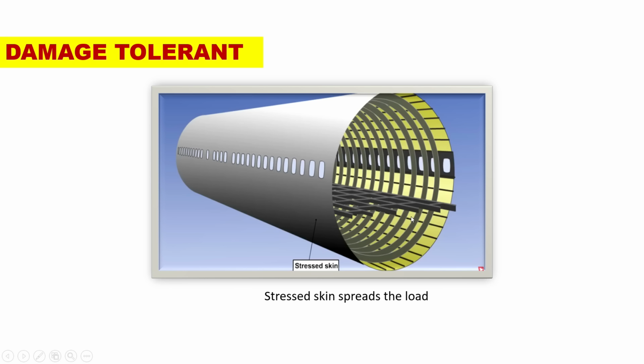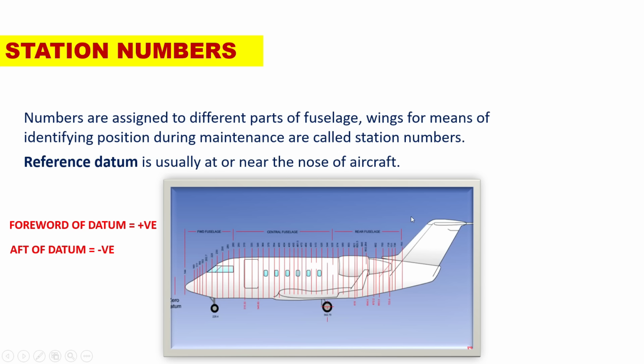Okay, now the next thing is station numbers. Station numbers are assigned to different parts of the fuselage and wings, as a means of identifying position during maintenance, right? You can see this image over here of an aircraft, and there are these lines. These are what divide the aircraft into various small parts, right?